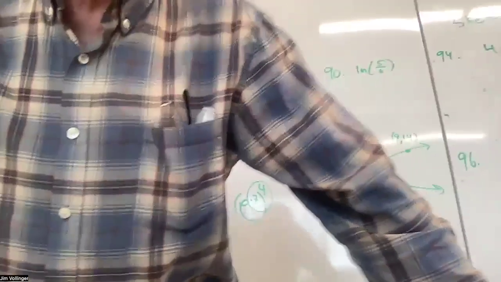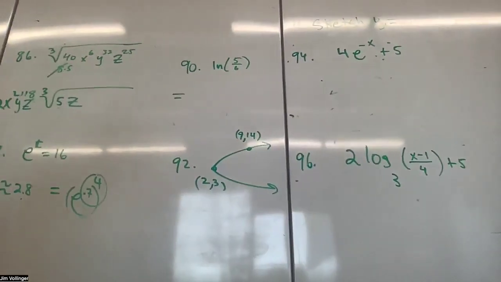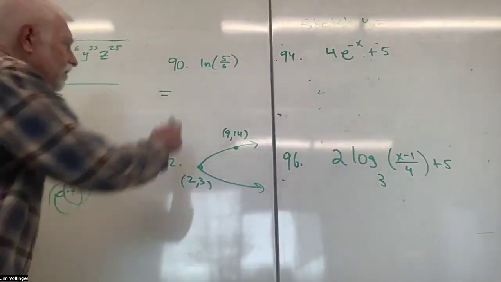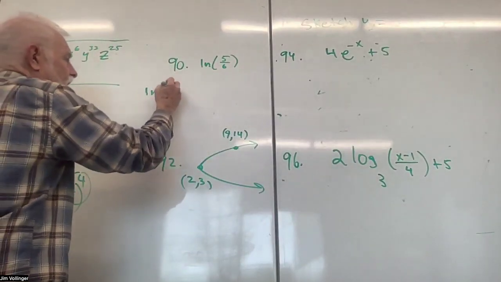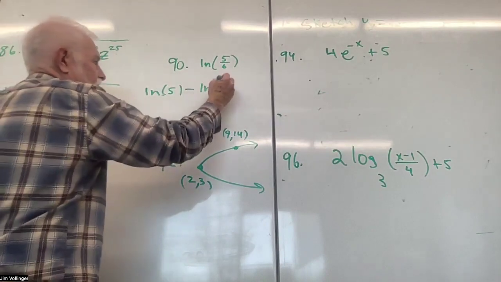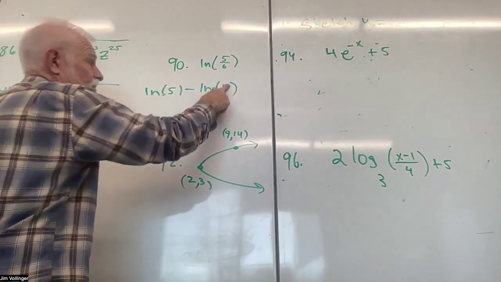All right, now we're going to work with the rules of logs. Come on, Renee, we got the same problem here again. Traffic jam right there. So division implies subtraction of exponents. So ln of 5 minus ln of 6. I hope you can see that 6 is 2 times 3.